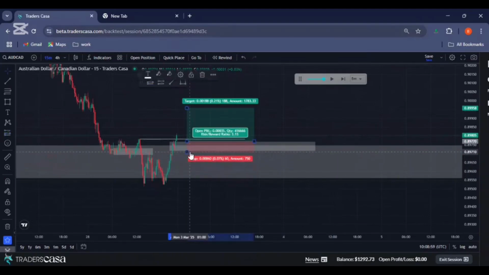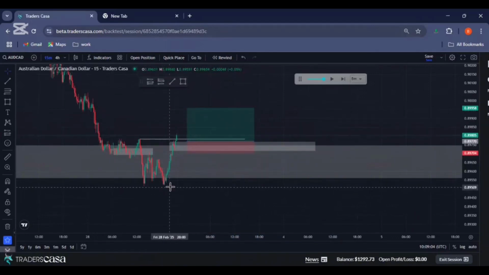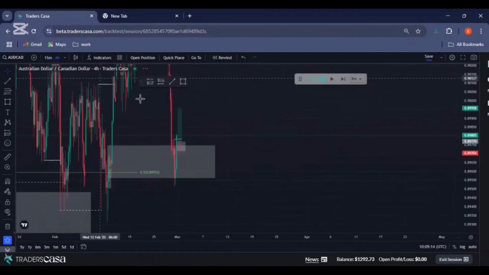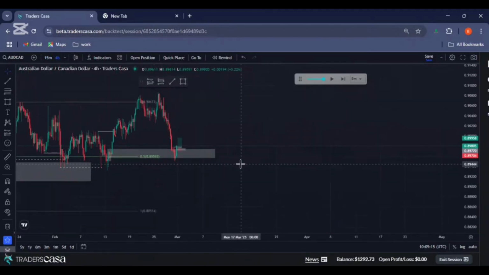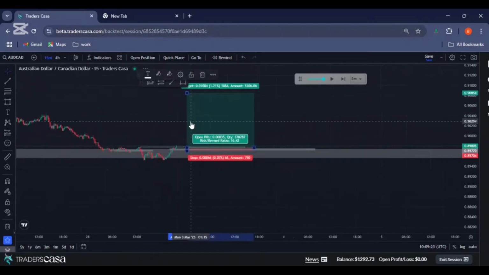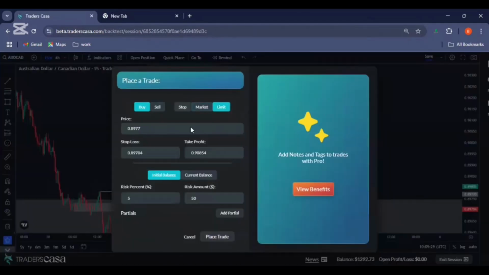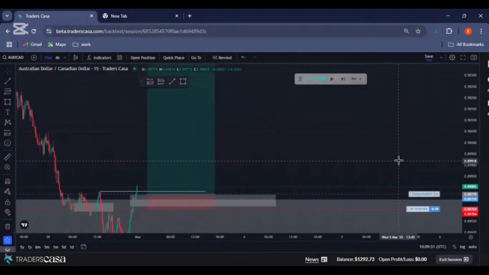I place my SL right below here. There's equal low here, but I don't really care because this 4 hours zone is what I really liked. It really clicks all my conditions. So just gonna go, and still targeting the high. Okay. So that's 16 hour. Let's see how it goes now. Open position risk is 5% and place my trade.